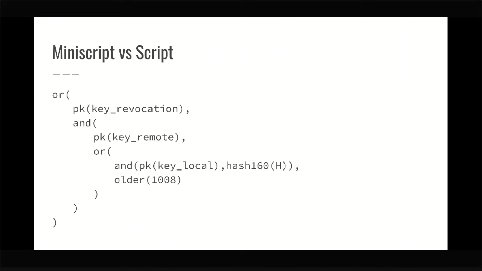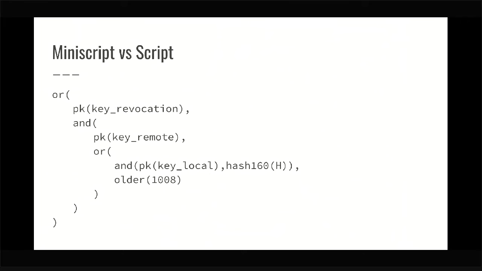Let me make sure my mouse is visible. So you need one of these two, and this is one condition, right? So you need either the revocation key, or you need the remote key and either a secret and another key or a timeout. So you can express the exact same constraints. It's just much more legible and maintainable. Miniscript is essentially a compiled language. It compiles to script, and it's maintained by Pieter Wuille at Blockstream and a few other people. Pieter Wuille is going to come up a lot in this conversation.